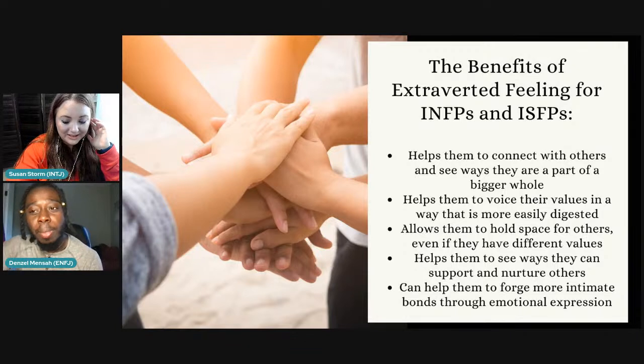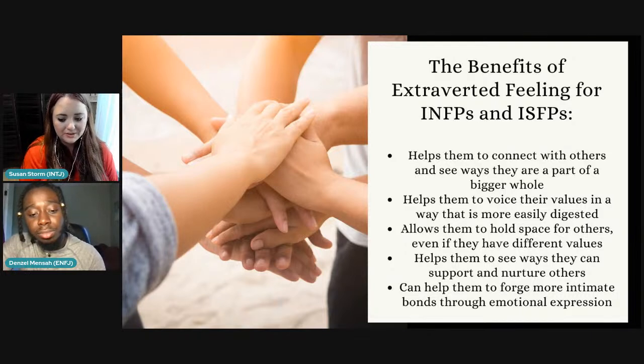All right, so then let's talk now about extroverted feeling for INFPs and ISFPs. So INFPs and ISFPs have dominant introverted feeling. Introverted feeling is very focused on individual values. What matters to the self? What matters to me? How can I live in alignment with my core values? Usually introverted feeling types have a kind of gut sense of what's right or wrong for them and what feels good or bad to them.